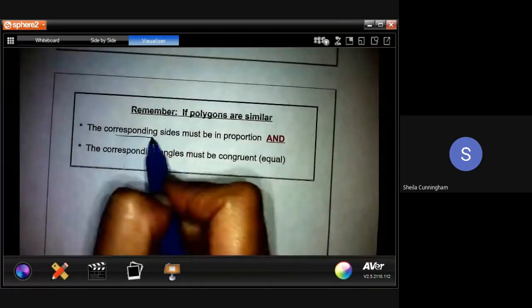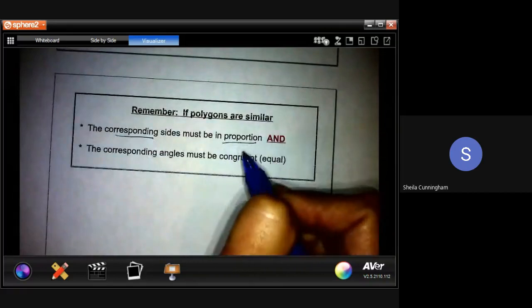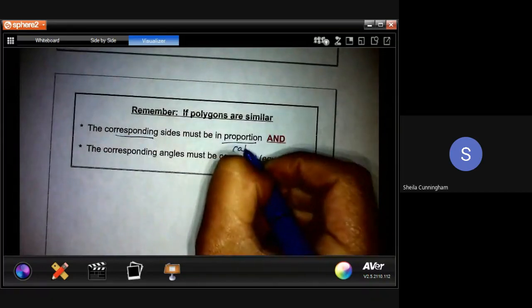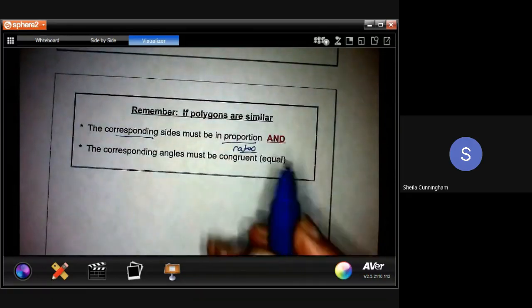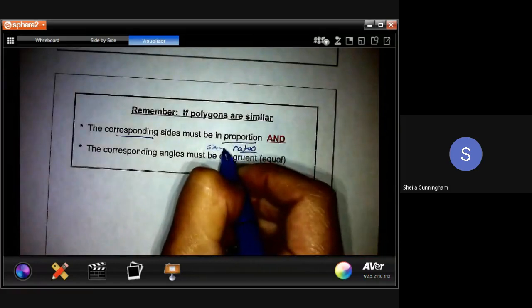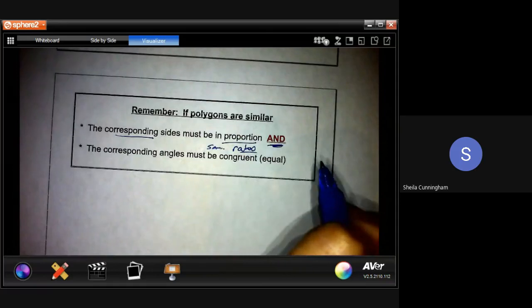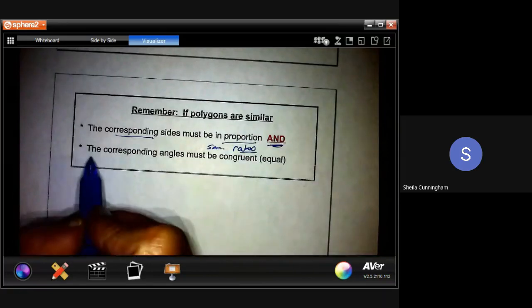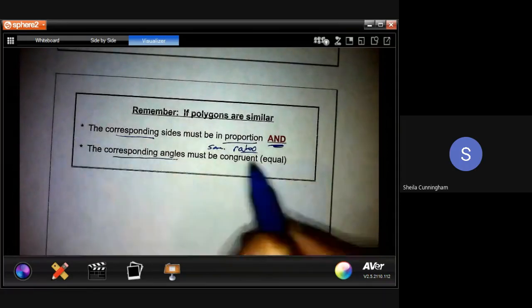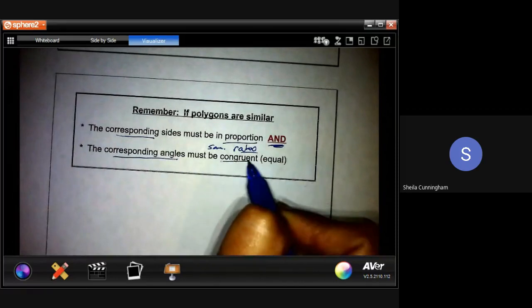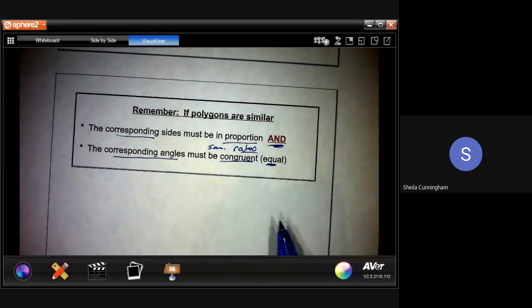So two things have to happen in order for polygons to be similar. Their corresponding sides must be in proportion, so they must have that same ratio, okay? They have to have that same ratio. And the second thing that needs to happen in a polygon for them to be similar is that their corresponding angles must be congruent, or what we call equal. So angles need to be equal, and those side lengths have to have the same ratio in order for them to be similar.